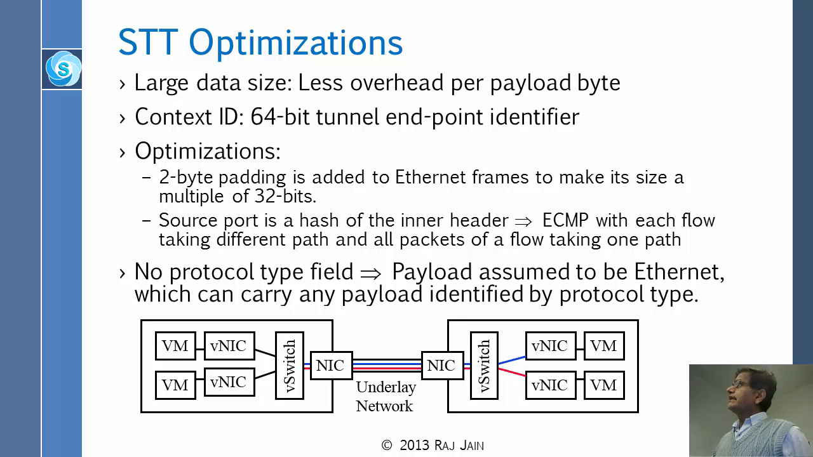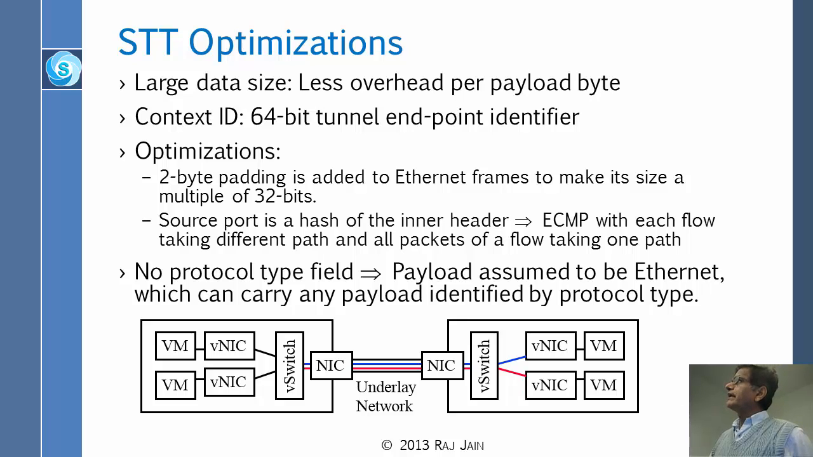The context ID is a 64-bit tunnel endpoint identifier, EID. Each tunnel which ends here, look at these tunnels, they end at the V switch. So this red and blue line are the tunnels. Hold on, let me correct that. Okay, let me first come back here.